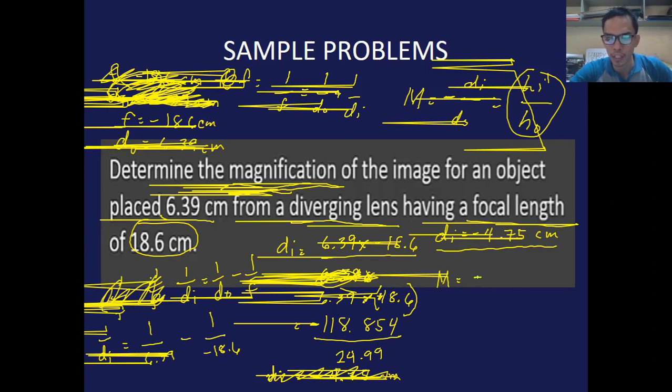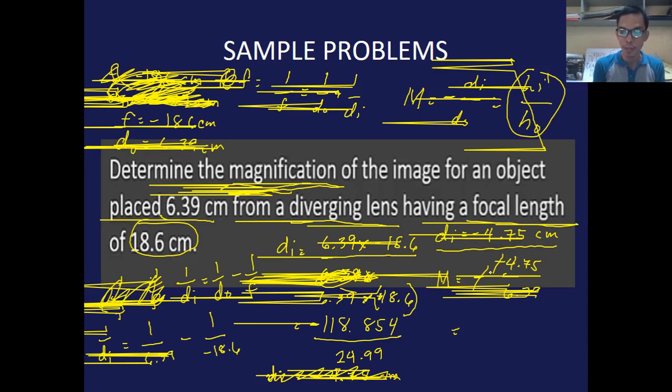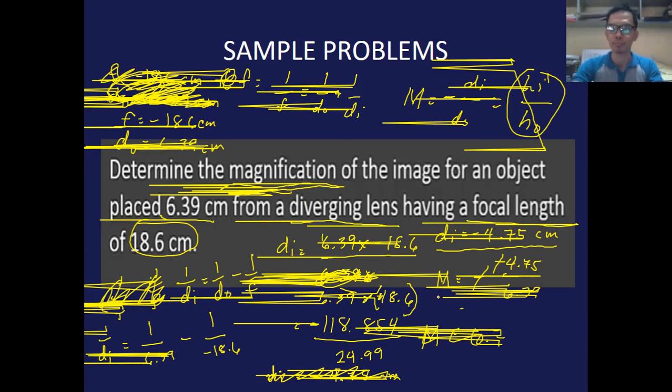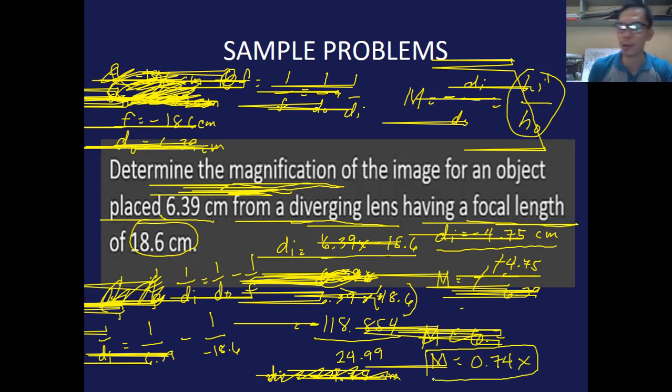The magnification is negative d sub i, which is negative 4.75, over the distance of the object, which is 6.39. We cancel out the negative sign, so we have 4.75 over 6.39. The answer for the magnification is positive 0.74. So m is equal to positive 0.74x. The magnification is positive.